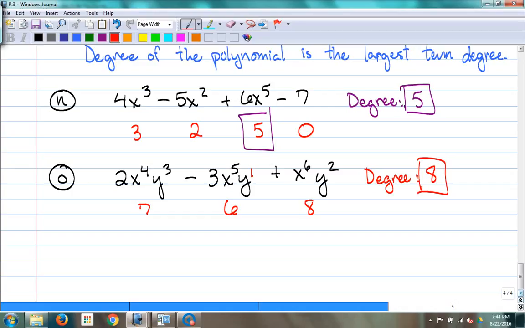So let's talk about, with polynomials, we can name them. Name a polynomial. I named my polynomials Davis and Jonah. No, that's my kids. Polynomials can be named by how many terms they have. Okay? Polynomials can be named by how many terms they have.